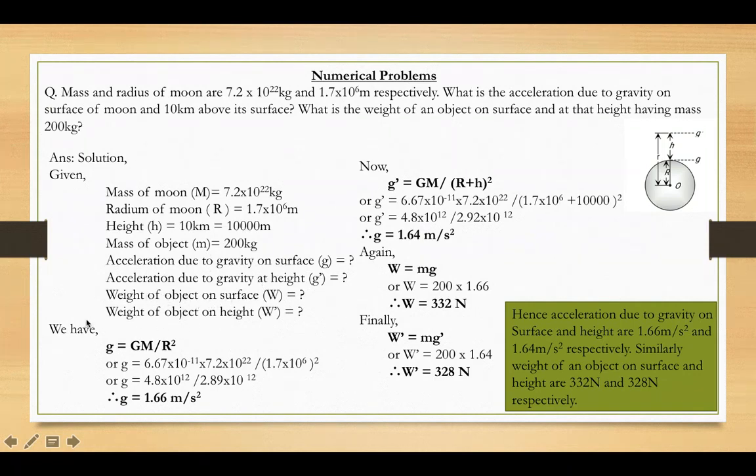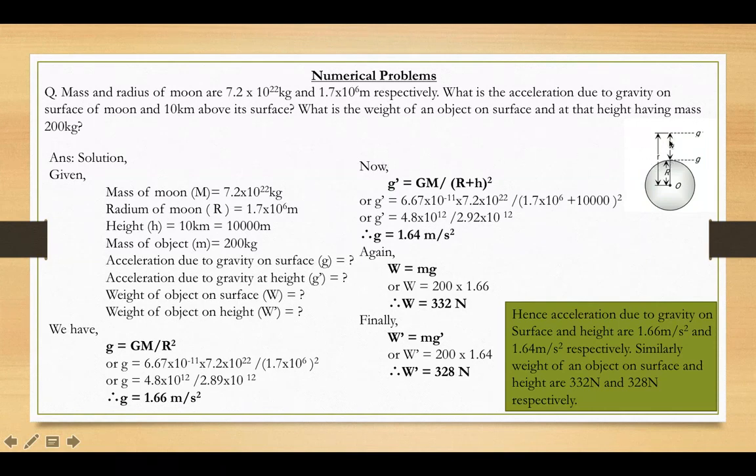So let's apply the formula. First it is asked on the surface. On the surface, the formula is g equals capital G M by r square. So we are placing the values. When you multiply these numbers, you'll get 4.8 into 10 to the power 12, divided by the square of the radius, which gives 2.89 into 10 to the power 12. So the result is 1.66 meter per square second. So on the surface, the value of g is 1.66.